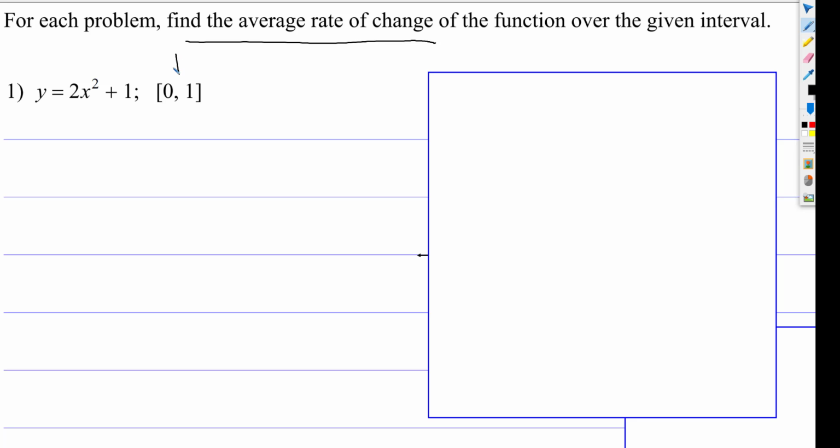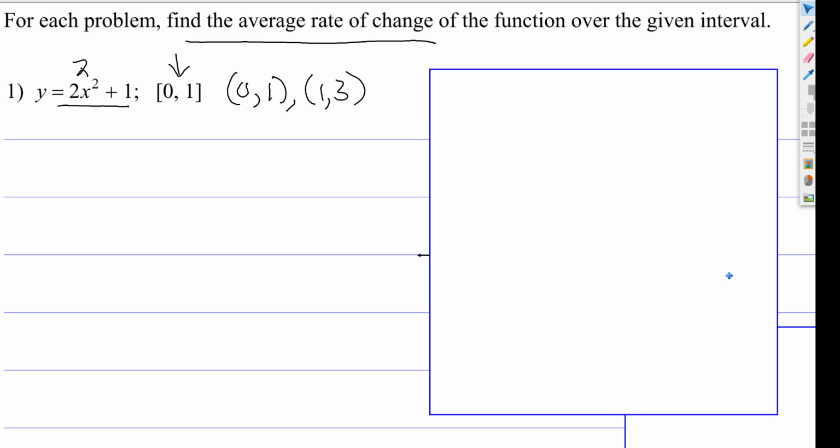Well, here they give you the two x's. So the first task: when x is 0, what is y? When x is 1, what is y? So if you plug 0 into this function, 0 squared is 0, 2 times 0 is 0, plus 1 is 1. When you plug 1 in there, 1 squared is 1, 2 times 1 is 2, 2 plus 1 is 3.